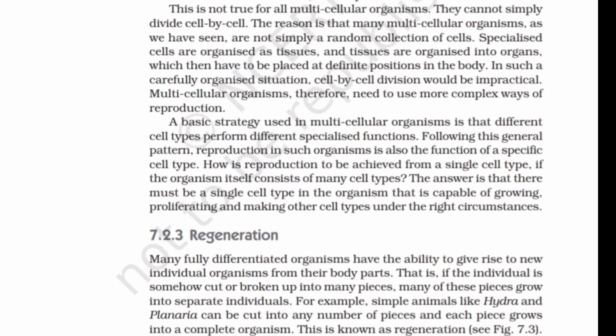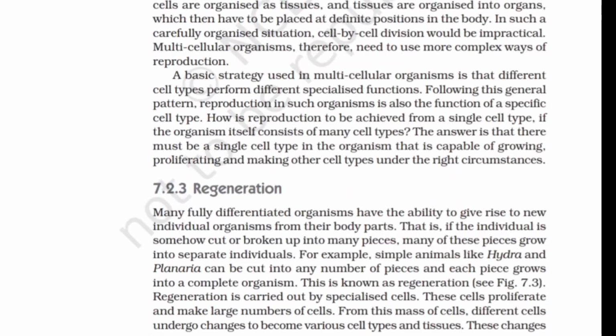Regeneration. Many fully differentiated organisms have the ability to give rise to new individual organisms from their body parts. That is, if the individual is somehow cut or broken up into many pieces, many of these pieces grow into separate individuals. For example, simple animals like Hydra and Planaria can be cut into any number of pieces and each piece grows into a complete organism. This is known as regeneration, see Figure 7.3.